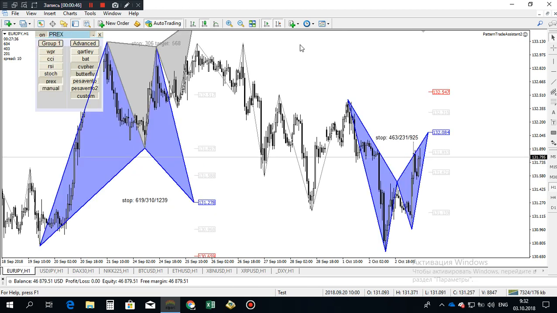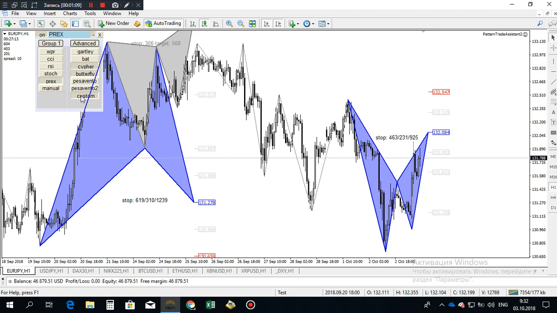It also draws the patterns based on these swing calculations, and there are two groups of predefined patterns. Advanced patterns, we have Gottlieb, Bat, Cipher, Butterfly. Within this group I also placed Pesavento and Pesavento 2 patterns. They are not actually advanced patterns, but they are commonly traded with limit orders. That's why they belong to this group.